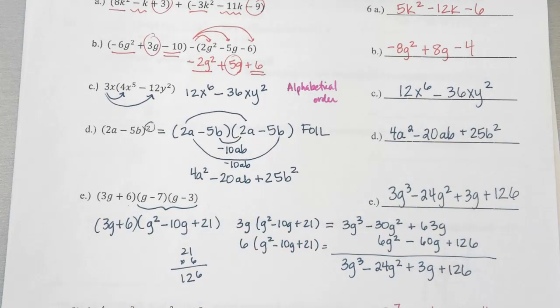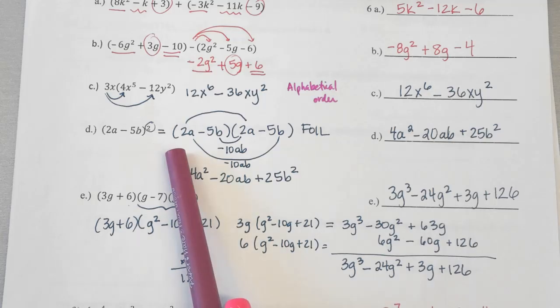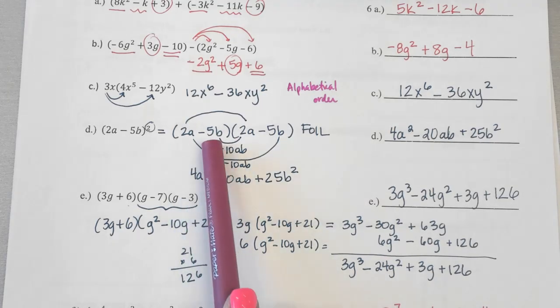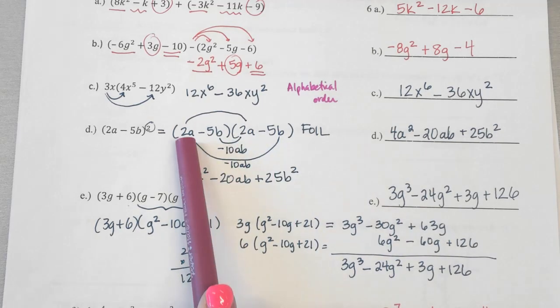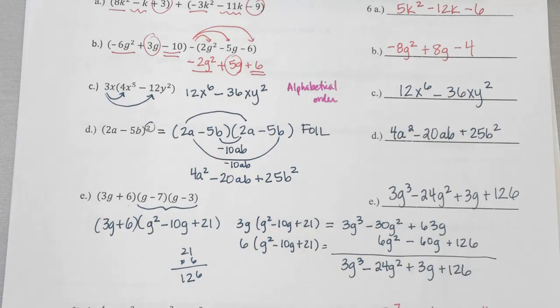All right, for D, when you are squaring something, remember you have to FOIL. So 2a times 2a is 4a squared. Negative 10ab and negative 10ab is negative 20ab. And then negative 5b times negative 5b is a positive 25b squared.